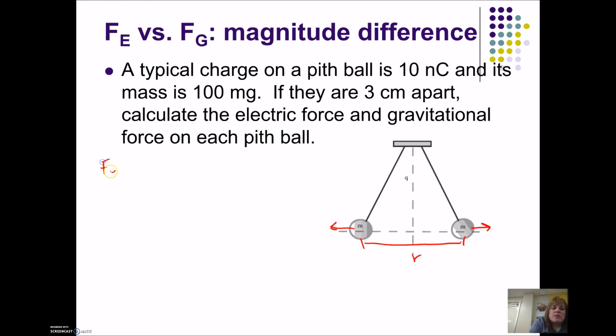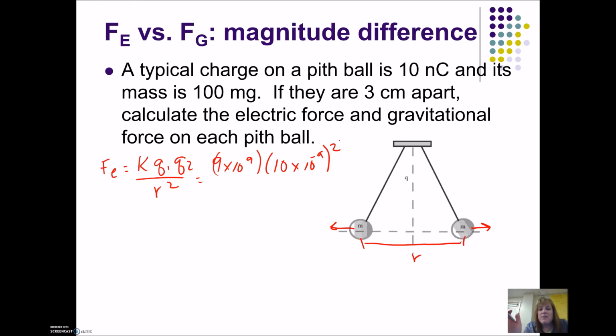So the electric force is our Coulomb's constant k times q1 q2 over r squared. A typical charge on a pith ball would be 10 nanocoulombs, and let's say they both have the same charge. Then we take our 9 times 10 to the 9th and multiply by 10 nanocoulombs, so that's 10 to the negative 9th, squared. There's 2 of them with the same charge, so it's the same as if we just square it. Divided by our distance in meters, so 0.03 squared. If we plug that into our calculator, we find that the force is pretty small, 0.001 newtons. Not that impressive, but these are teeny tiny little pith balls.